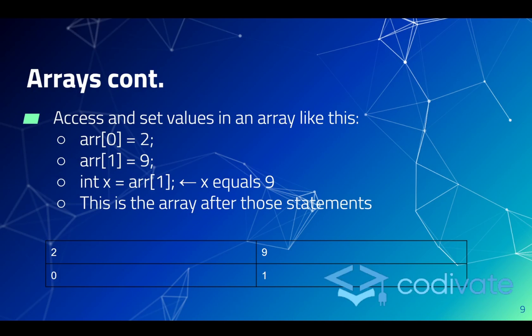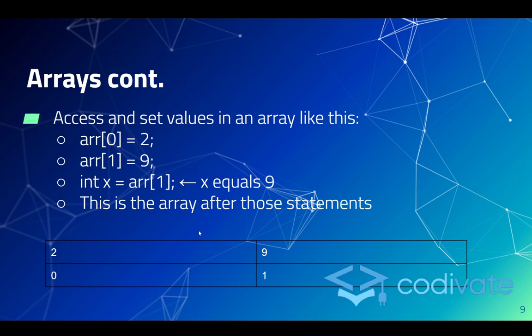The next thing, how do we actually use the array? The way we can access values in an array is we just type the name and then brackets and the index. So in this case, if we made an array of size 2 and then we said array at 0 equals 2, array at 1 equals 9, it would end up looking like this. So you have 0 and 1 as the indices, and the values are 2 and 9, just like we put in.